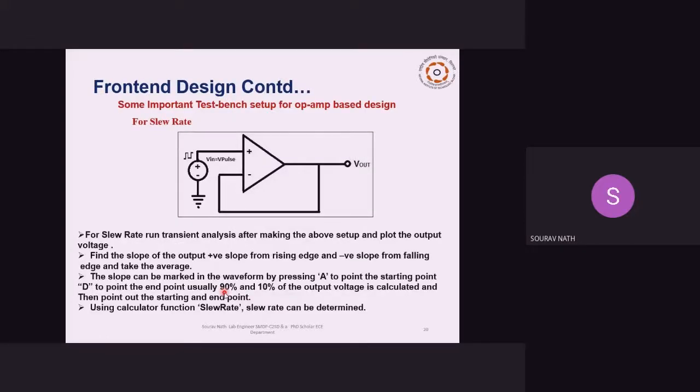Next, this will be our slew rate test, where I have given a pulse or sine wave input at the non-inverting terminal, and the inverting terminal is shorted to the output, and correspondingly the output is taken from Vout. By pressing A and D at the output waveform, we will get the slope of the waveform, and the corresponding slope will be the slew rate of that waveform.